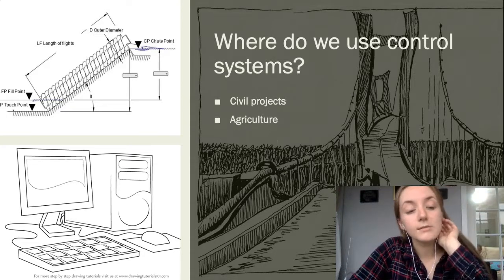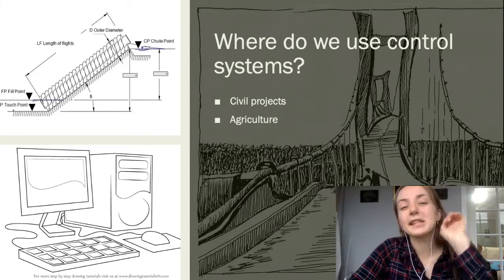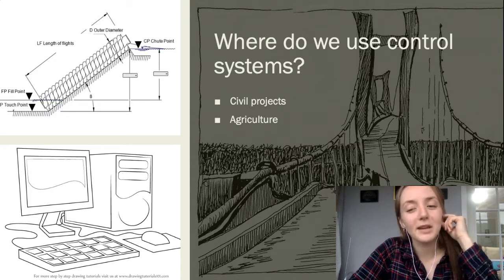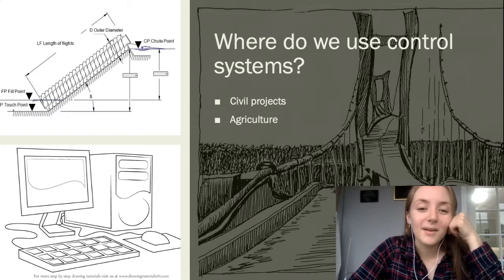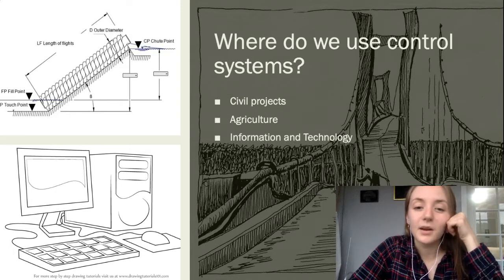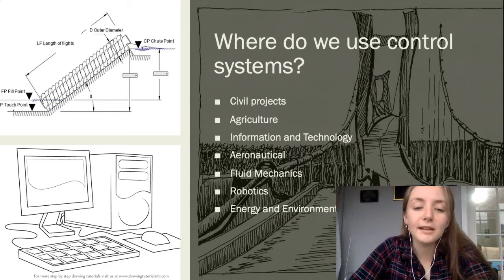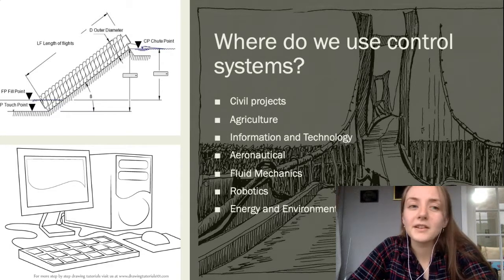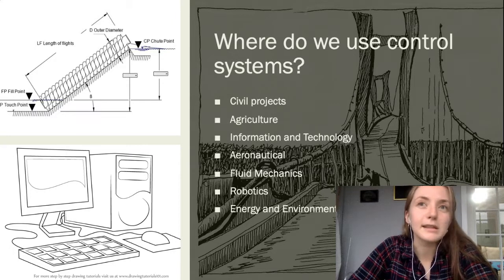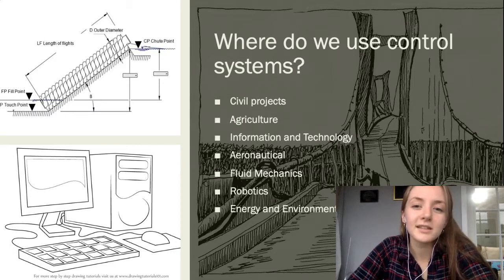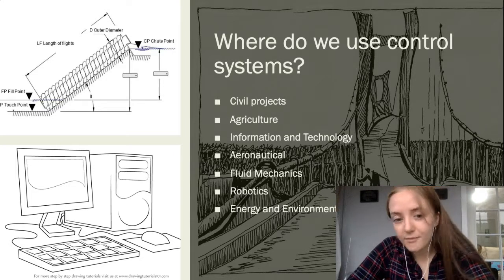We use control systems in the agricultural sector. The next slide will feature an example of this, so I won't give any spoilers at this current time. But yeah, it's used in IT, the aeronautical sector, fluid mechanics, robotics, energy and environmental management, and so much more. Basically, everywhere you have engineering, you have control systems, because essentially the job of an engineer is to make a thing and control it to make sure that it's safe.